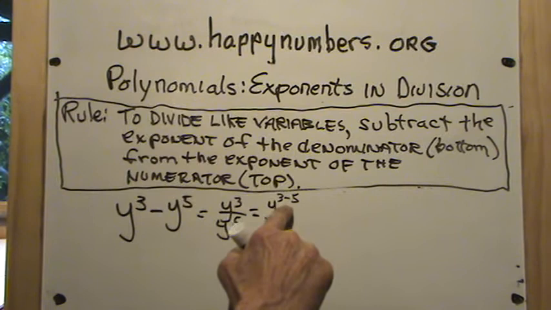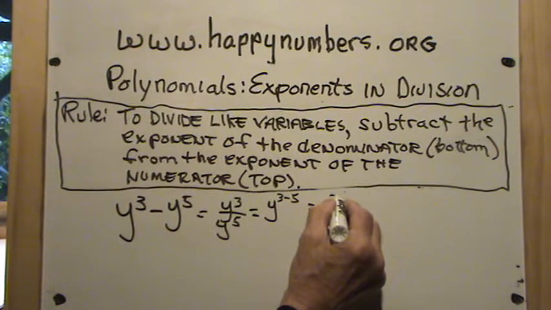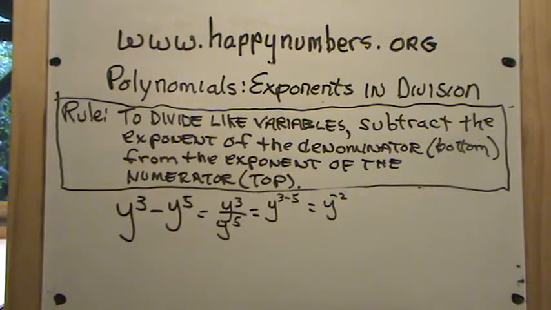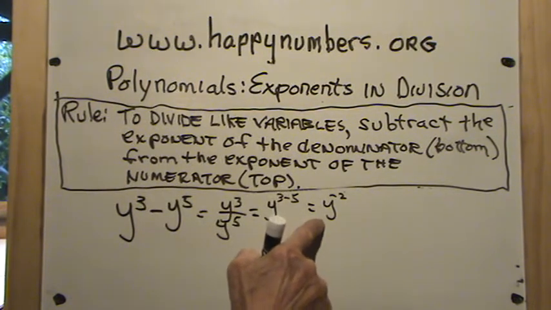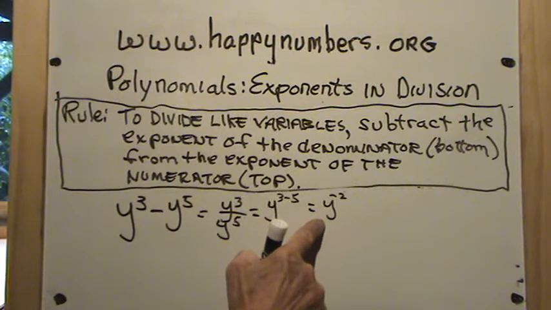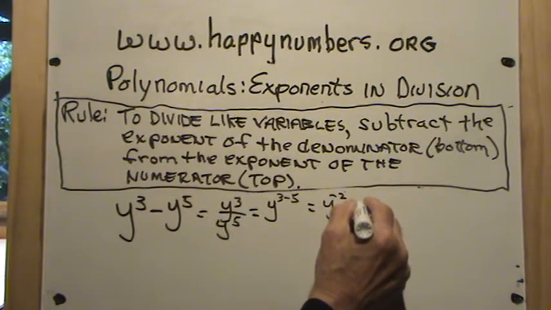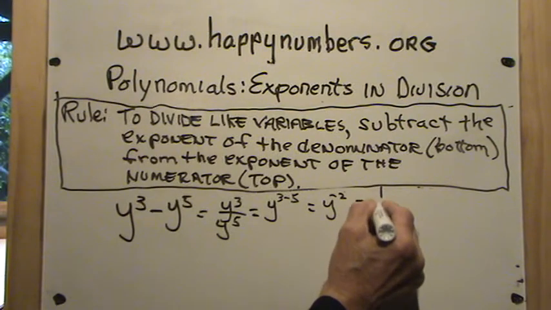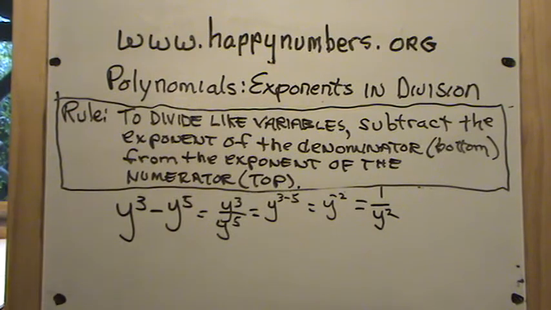And y to the 3 minus 5 would be y to the negative 2 power. Now here's the special case. Anytime you have a variable to a negative power, that is always equal to 1 over the variable to the positive power.